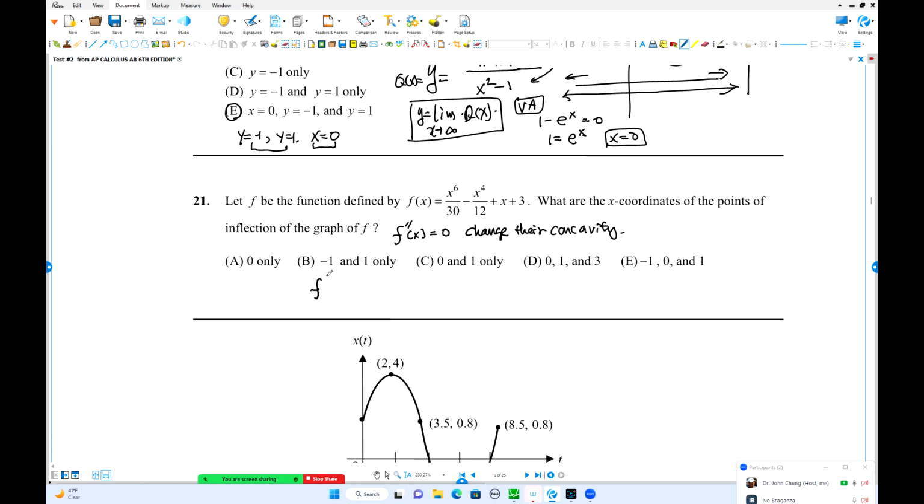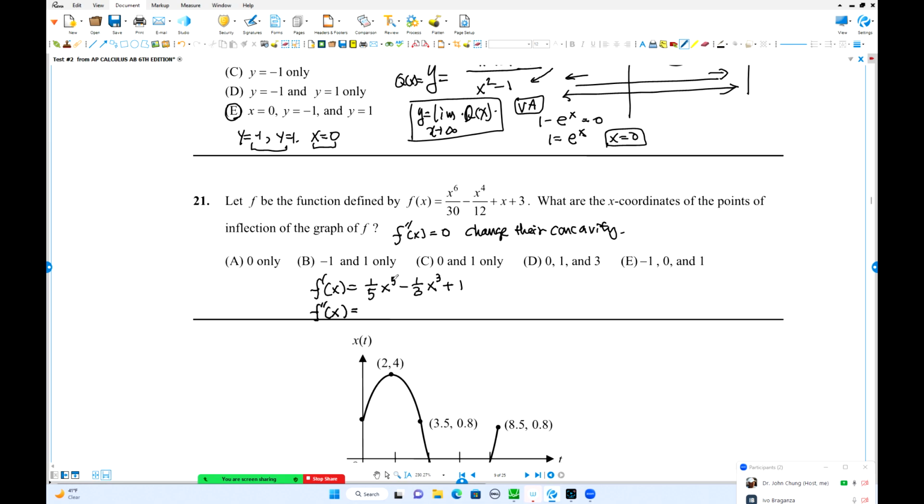Okay, first prime over here. 6 moves down, 6 times 1 over 20 is what? 1 over 5, x to the 5. Second one is what? 4 moving down, 4 over 12 is 1/3, x to the cube, and plus 1. That's the first prime.